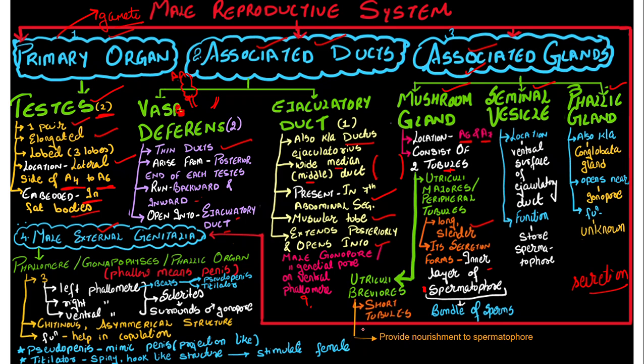Now, the nutrition is given by the short tubule. So, short tubule will nourish the sperm. Long tubule will cover the sperm. Okay, it will form the first covering of the sperm.